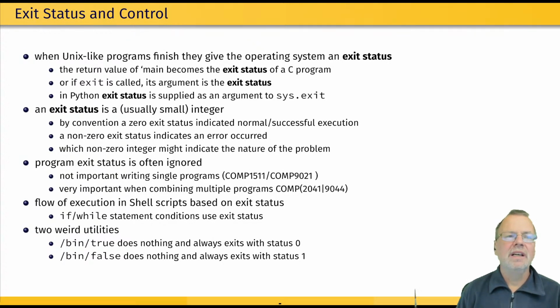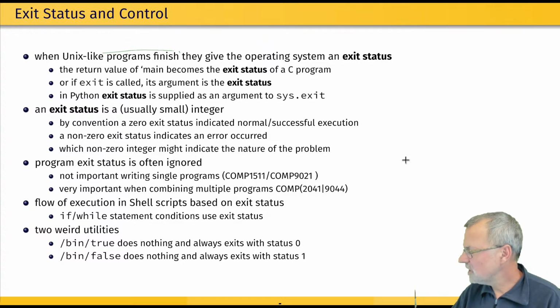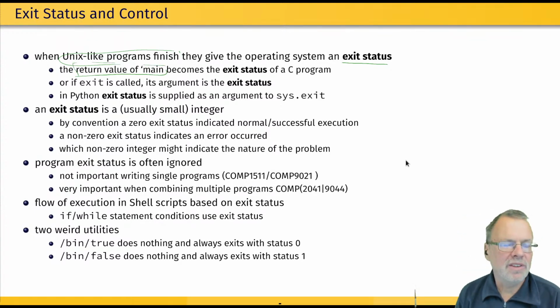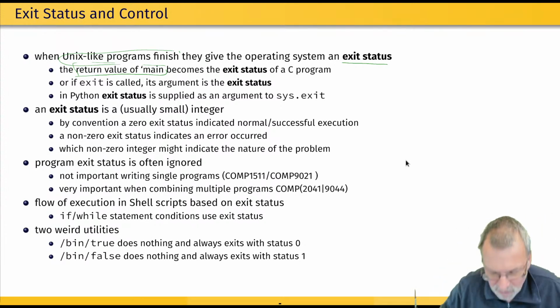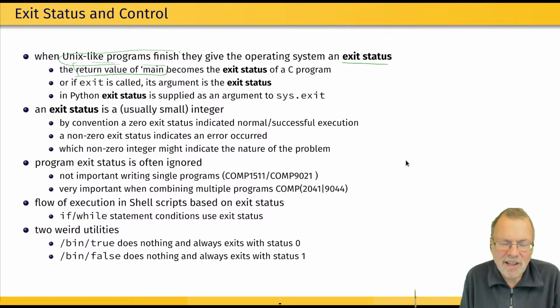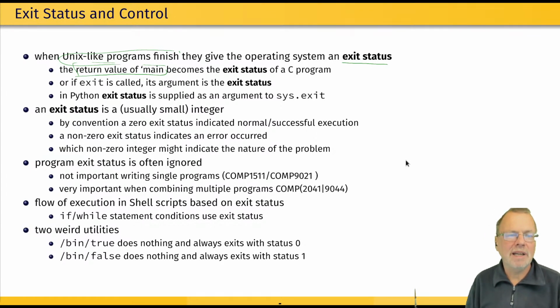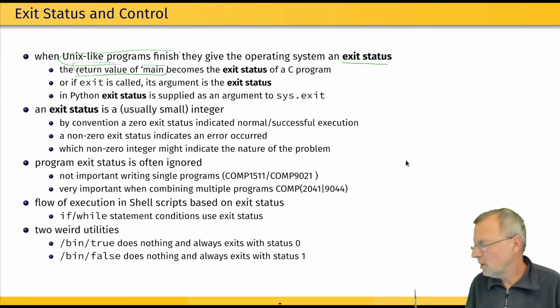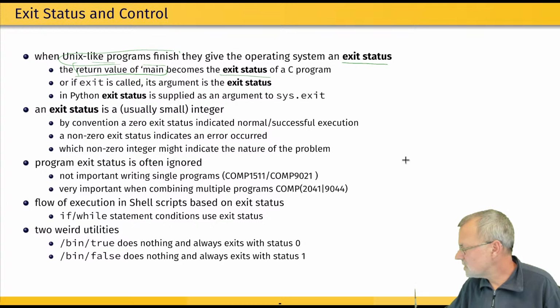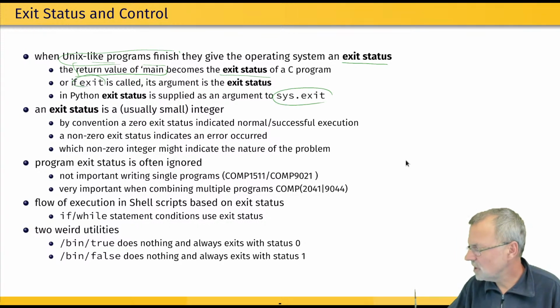Exit status. When Unix-like programs finish, they give the operating system an exit status. This is the return value of main. If you've been in COMP2041, maybe COMP9024, COMP1521, you've written all these main programs, you've had return values, and you've never done anything with them. You've said return 0 a million times, and it's never mattered. Finally, it matters when we get to scripting. So the return value from main is the exit status of a C program. In Python, it's supplied by sys.exit. The exit function in C can do the same thing.